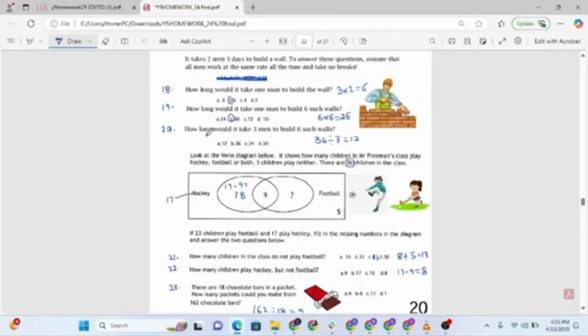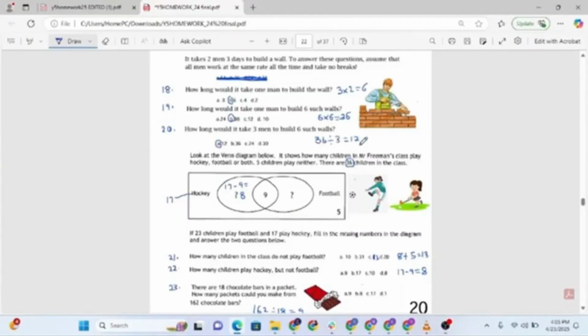Question 20. How long would it take 3 men to build 6 such walls? The correct answer is option A, 12 days. Explanation. 6 walls require 36 man-days of work in total. 3 men working together complete 3 man-days of work per day. 36 man-days divided by 3 men per day equals 12 days.